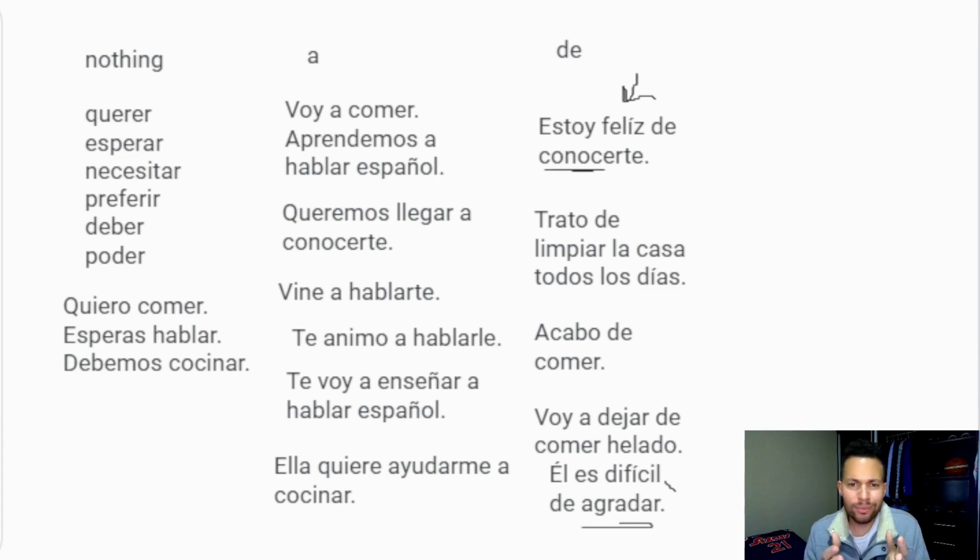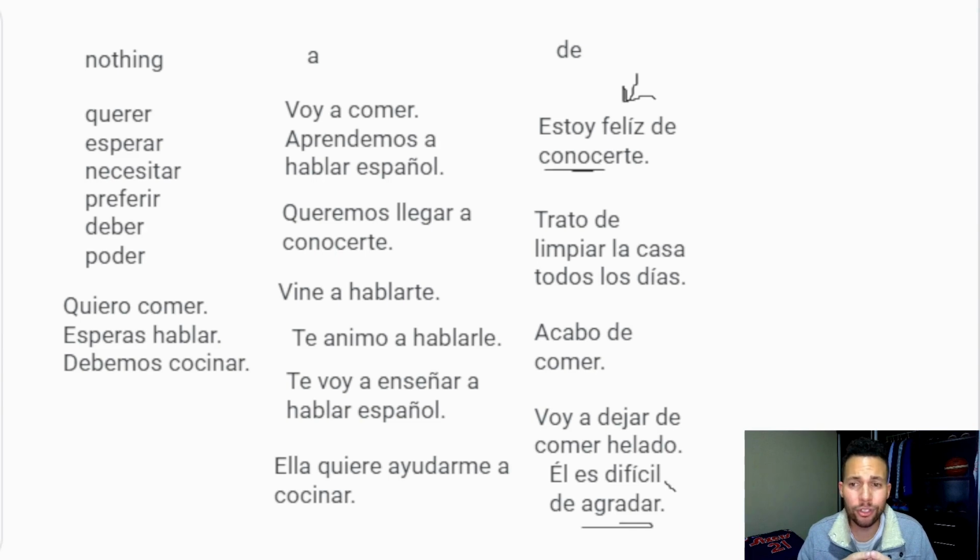And so we have limpiar is an infinitive verb. We're attaching it to a verb. Trato there, tratar. And comer, an infinitive verb. We're attaching it to acabo. Comer also in that other sense. We're attaching it to dejar. I'm going to stop eating ice cream.